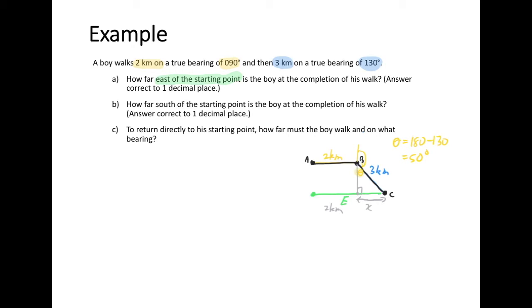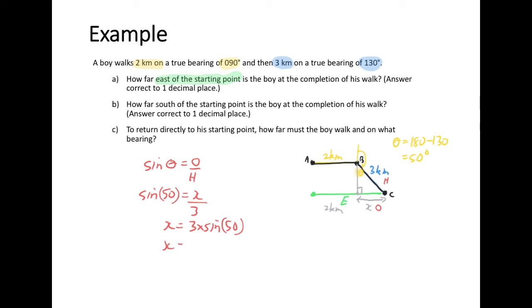So using trigonometry and the specified angle, I've got an opposite side and a hypotenuse side. So I'm going to use the sine ratio. So sine of the angle is equal to opposite over hypotenuse. So sine of 50 is going to equal x over 3. So my x is going to equal 3 times sine of 50.